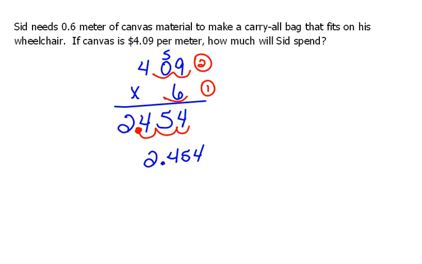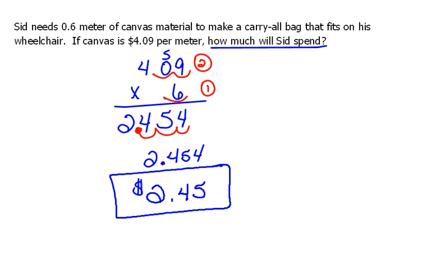Now, this is an application, so be careful. Let's make sure that our answer makes sense. The question is, how much will Sid spend? So if I say 2.454, that doesn't make a lot of sense when we're talking about money. So we're going to have to round this to dollars and cents. So he would spend $2.45. That makes much more sense in this problem.